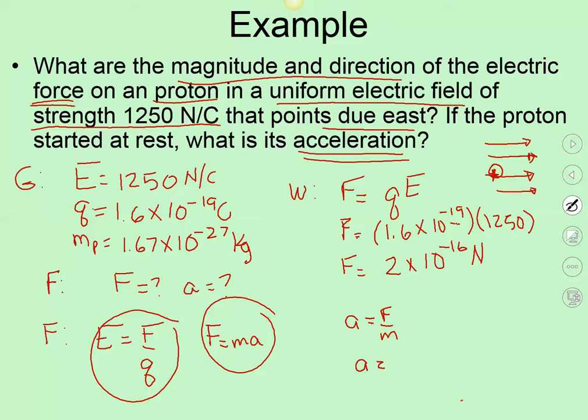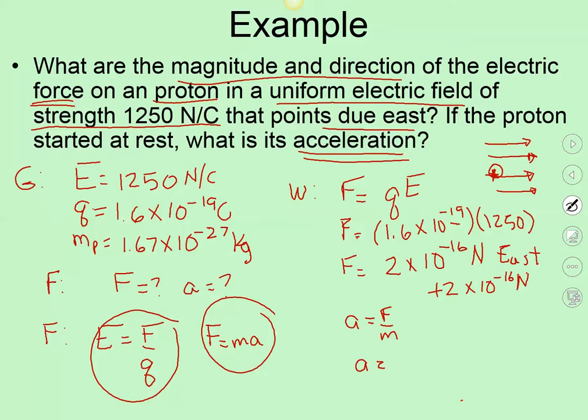So now we look at the direction, by the way. So our field points east, right? And so the field points in the direction that a positive test particle will accelerate. We have a proton, so our force is east. So our force, if they ask for magnitude and direction, is 2 times 10 to the negative 16th newtons east, or plus 2 times 10 to the negative 16th. We can also write it this way. Please don't forget your units. No naked numbers.